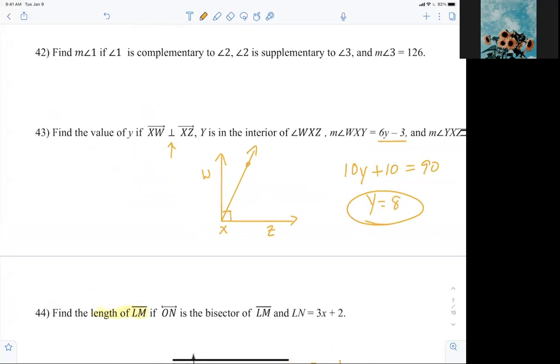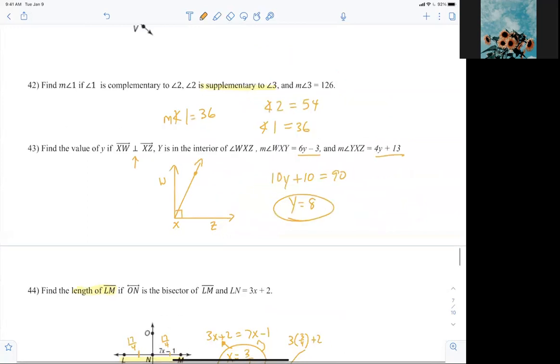Number 42, what's the answer? 36. Somebody said 36. Angle 1. M stands for measure. Measure of angle 1 equals 36. All right. What does supplementary mean? They add to 180. Right. So if angle 2 and angle 3 are supplementary, that means angle 2 must equal 54. Do you agree with that? And so angle 1 is complementary, so that means angle 1 is 90 minus 54. Right? All right. Lots of definitions.